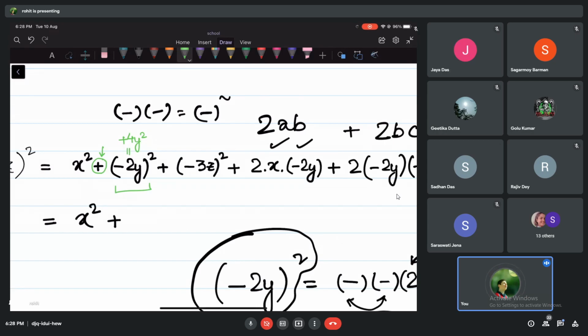Plus. And this inside term, this also is plus, right? Yes or no? Yes. Okay. Yes, sir. I'll just ask you like this. Tell me how much is this equal to? This bracket term. Bracket is how much? Plus 4y square. Do you all agree? Yes, sir.